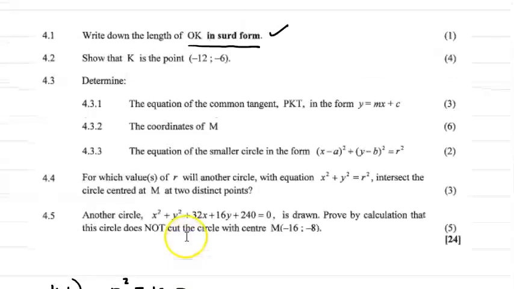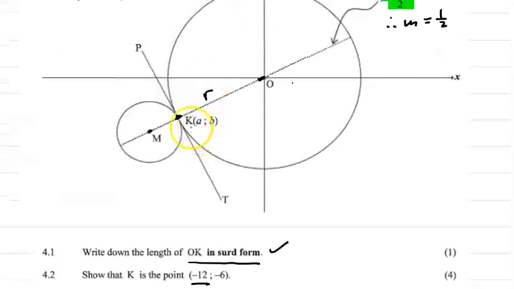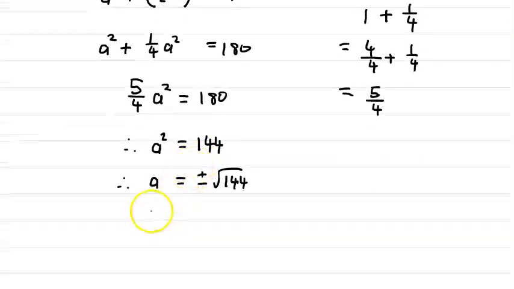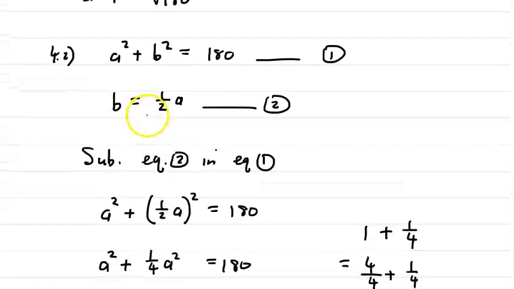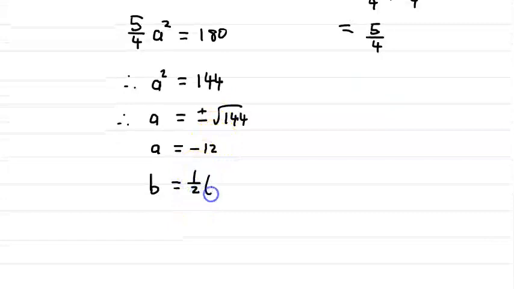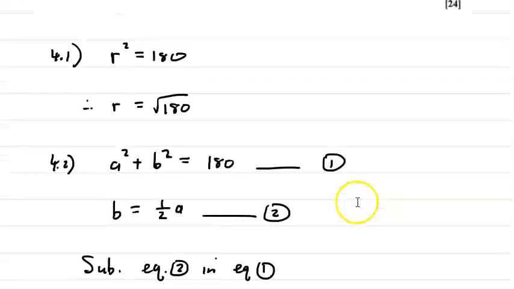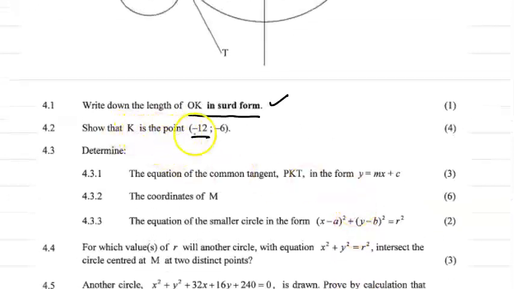And remember, we want to show that a is equal to negative 12. If you look at the question, a is at a point where x is negative, so it's going to be minus 12. That's on the negative x-axis. So a will equal minus 12, and b, substituting into equation 2, is equal to half times minus 12, which is minus 6. Therefore, we can conclude that the point k is minus 12 and minus 6. Show that the point k is minus 12 and minus 6.